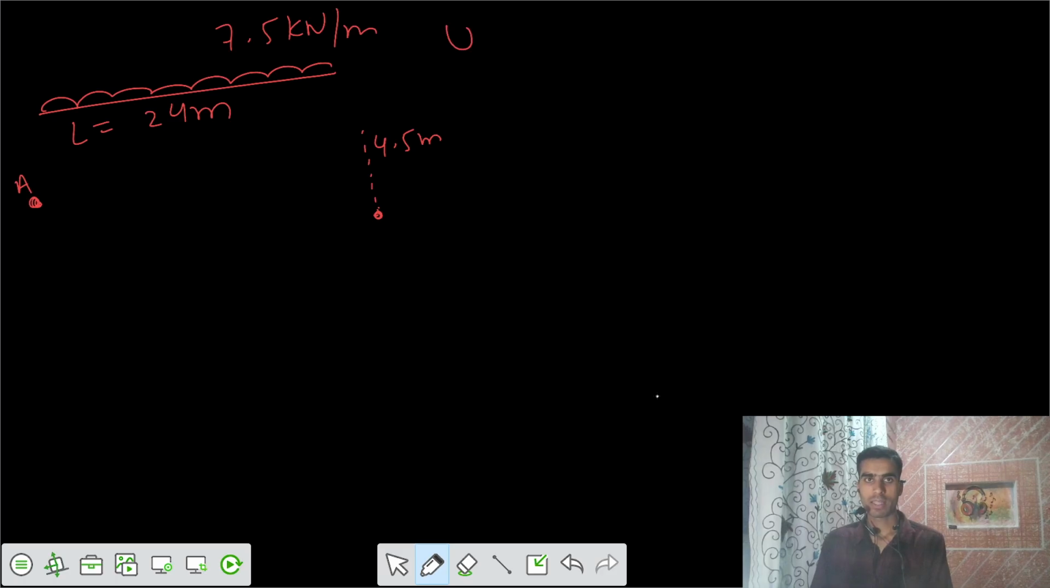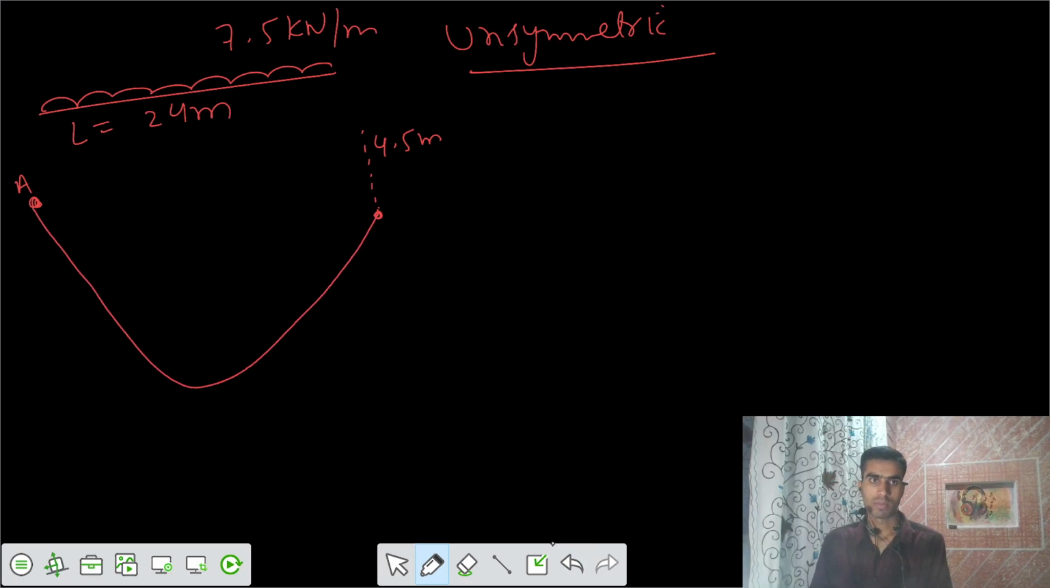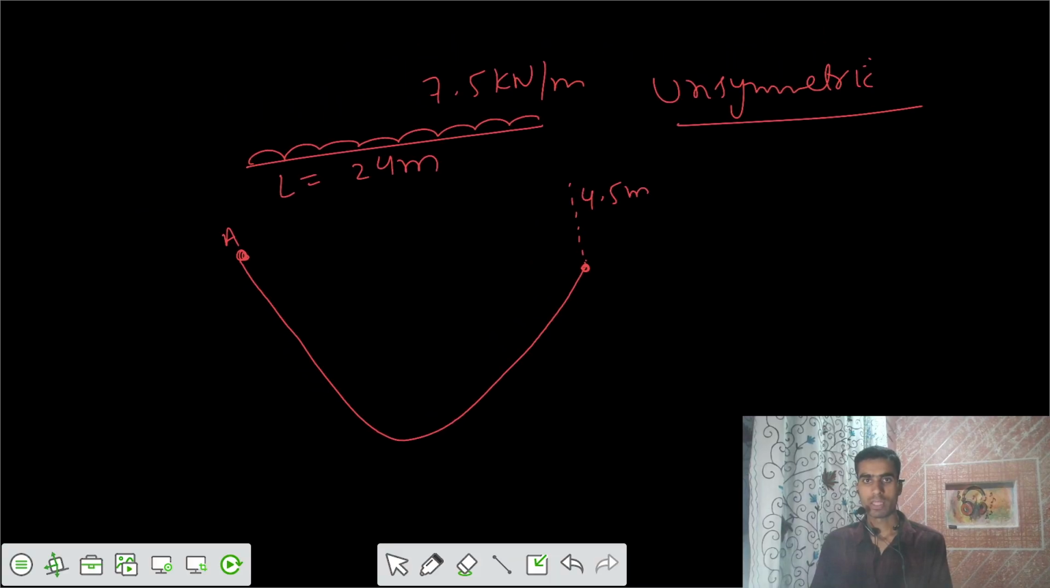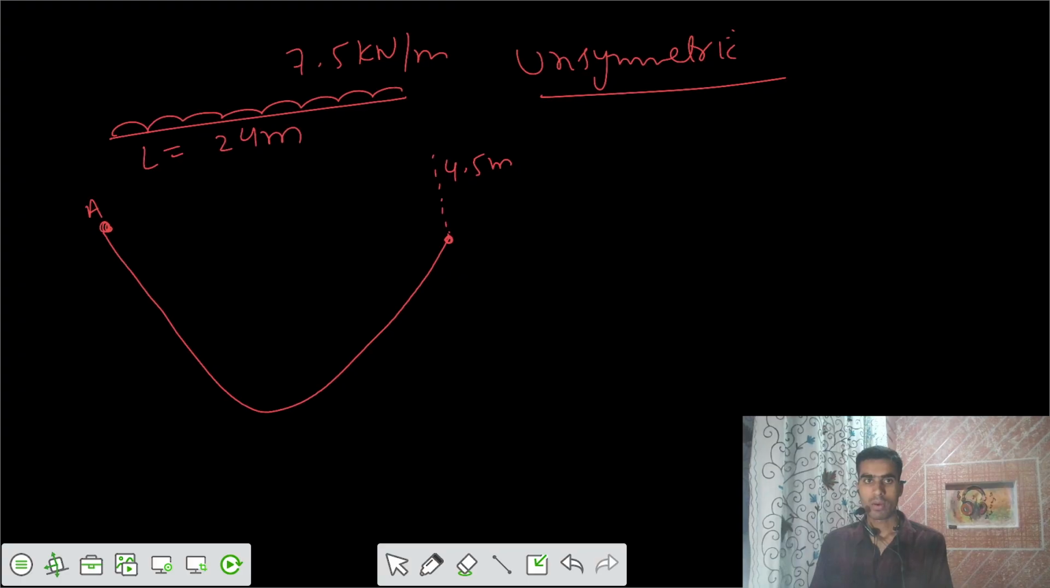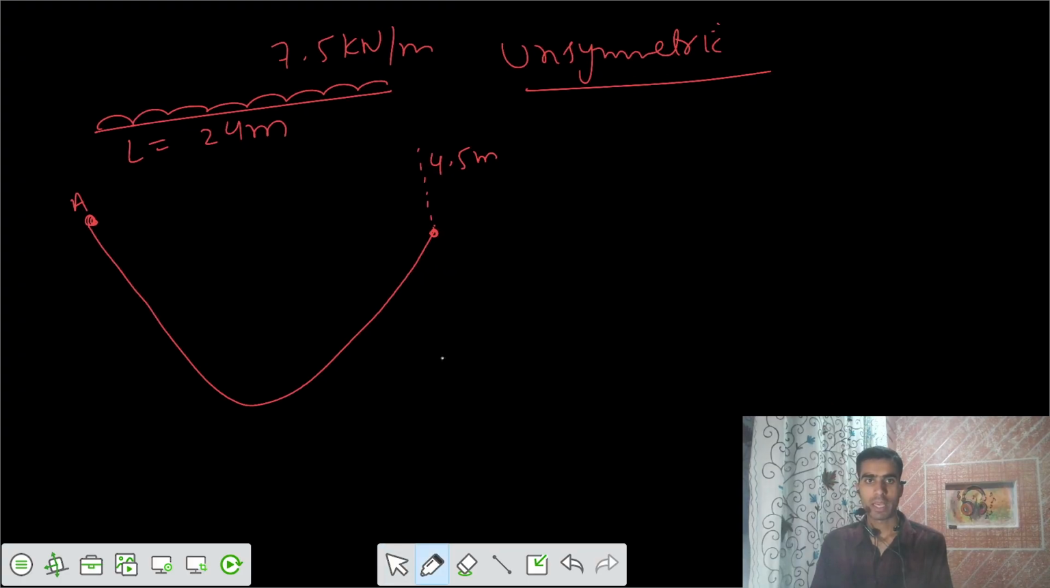Because of that, we can say the profile developed would be unsymmetric. Let's say the profile developed was in this way. Now, I would say there is some H1, some H2, some L1, and some L2. There's some L1, there's some L2. This is the origin, where theta is 0.